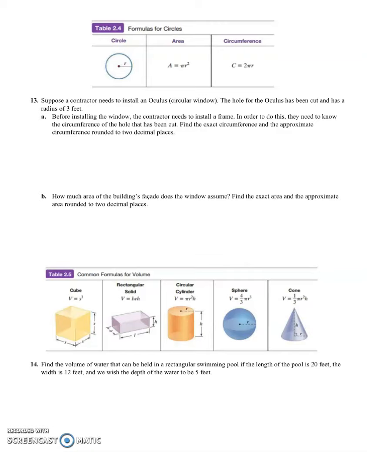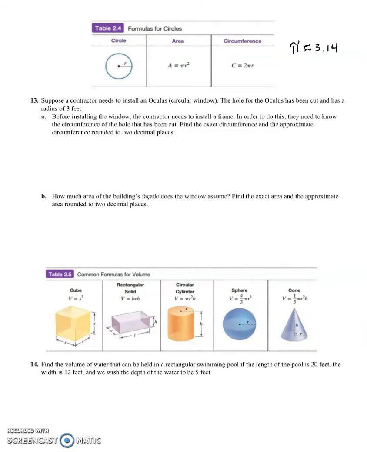Now let's talk about circles. For circles, we have the formula for area and the formula for circumference. Circumference of a circle is the same thing as the perimeter of a square or a rectangle. It's the distance around the outside. And of course, pi is a number, approximately 3.14. Remember, it goes forever and ever, a non-repeating decimal, which makes it an irrational number.